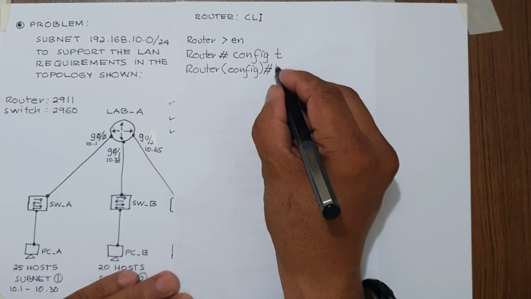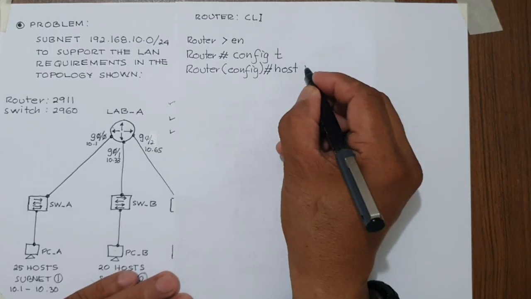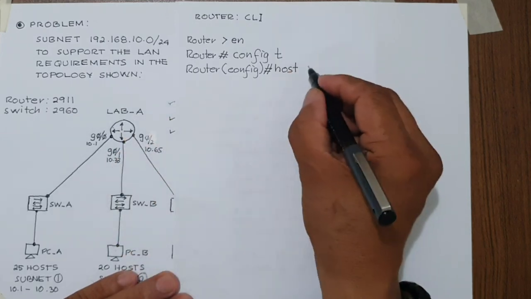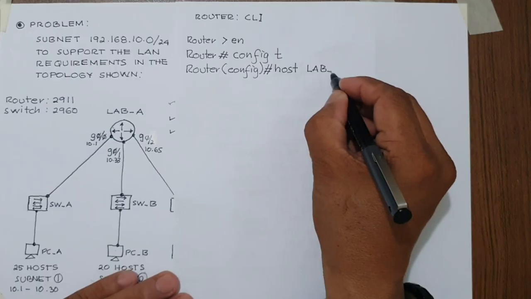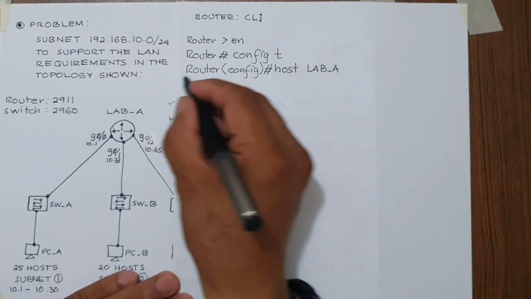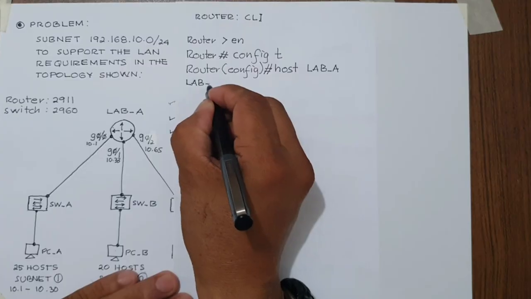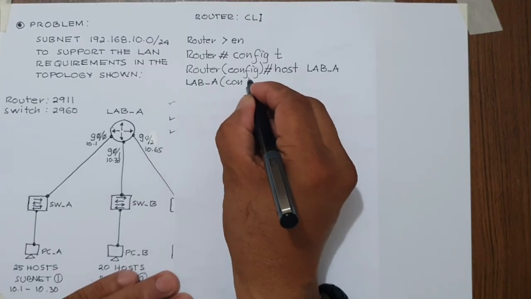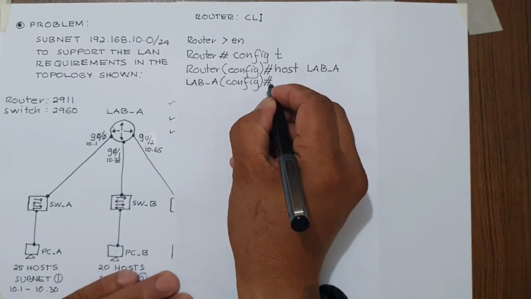But for the meantime, let's just change its name by typing host, shortcut for hostname, because the name of the router here is lab A, so we change that to lab A there, and the prompt will now change to lab A, but it will maintain the global configuration mode.